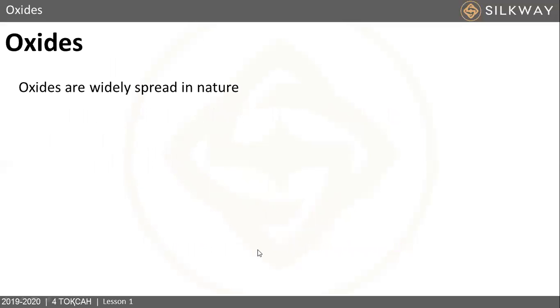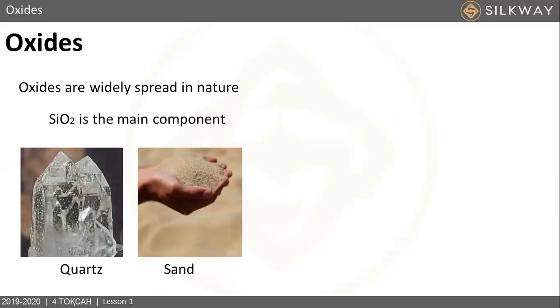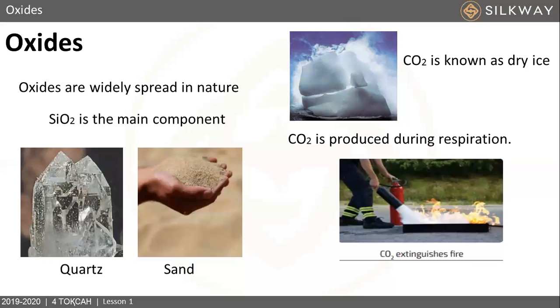Oxides are widely spread in nature. Silicon dioxide is the main component of sand and the mineral quartz. Carbon dioxide is expelled by humans, animals, and plants during respiration. Solid carbon dioxide is known as dry ice and extinguishes fire.